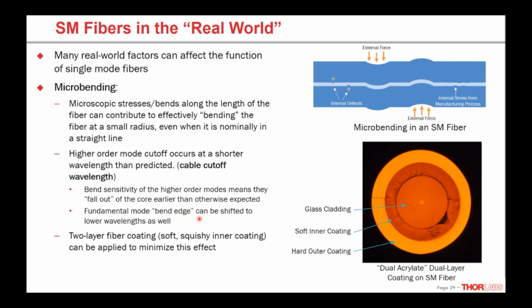There are some things we do in fiber manufacturing to minimize this, and one notable example is what fiber marketing materials would call a dual acrylate coating. What that means is we have our glass fiber, and this is a cross section again of an SMF28 fiber. We have our glass fiber, and then we have a very soft, squishy inner coating. So squishy that when we cut the fiber, you can see we disturbed it some here. That's really like a shock absorber to try to minimize microbending. And then we have a hard outer plastic coating that protects the fiber mechanically.